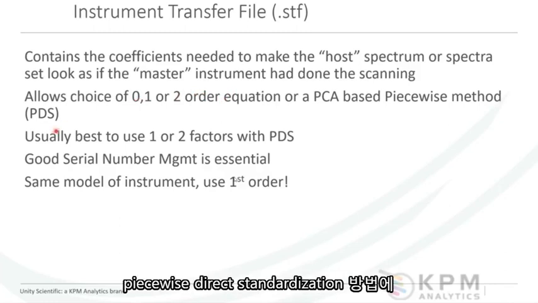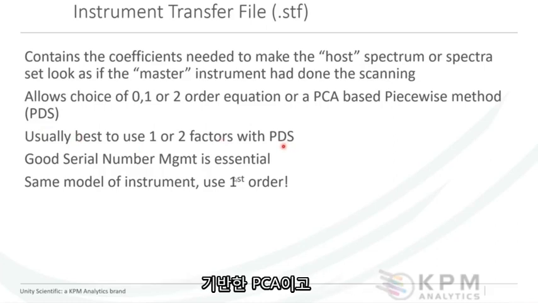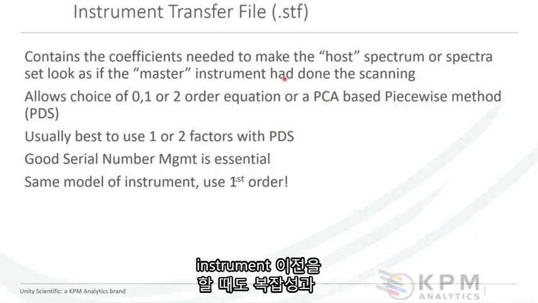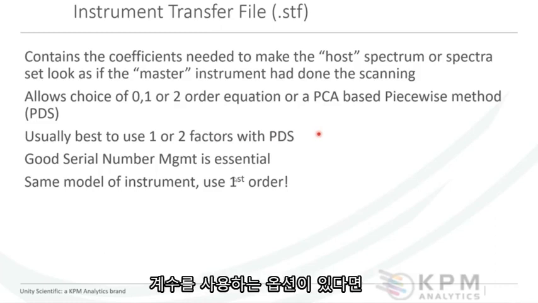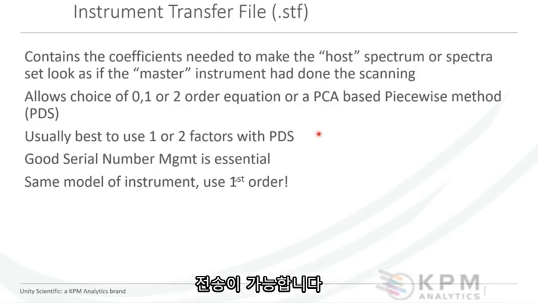We usually find that it is best to use the piecewise direct standardization. It is a PCA-based method, and I would generally use one or two factors. If you remember when we were talking about complexity, that when you're doing instrument transfer, complexity and overfitting also apply. So if you've got an option, always use the fewest factors. You're going to make the most stable instrument transfer.